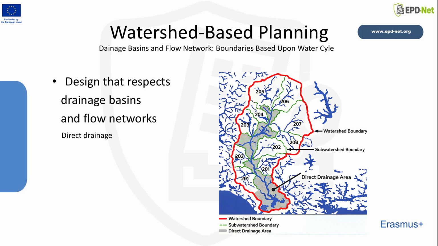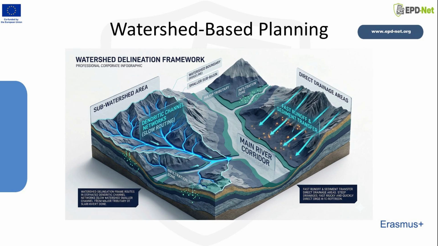Direct drainage areas convey runoff and sediment directly to the main stream corridor or lake body at the basin floor. Their connection to the main receiving water body is therefore more immediate. By contrast, in sub-watersheds, runoff and sediment move first through smaller tributary channels before being integrated into the larger basin-wide drainage network. This means that the hydrological connectivity, sediment transfer patterns, and timing of runoff differ between these units.